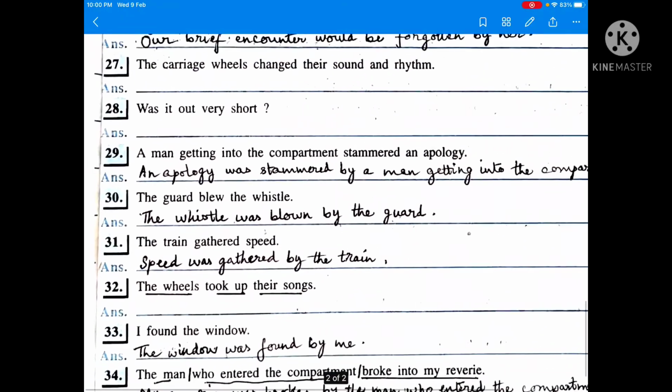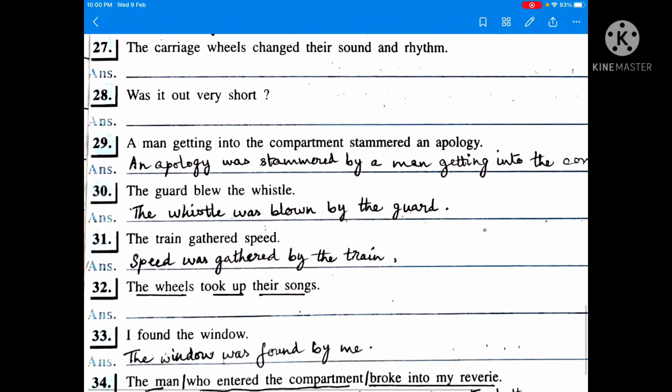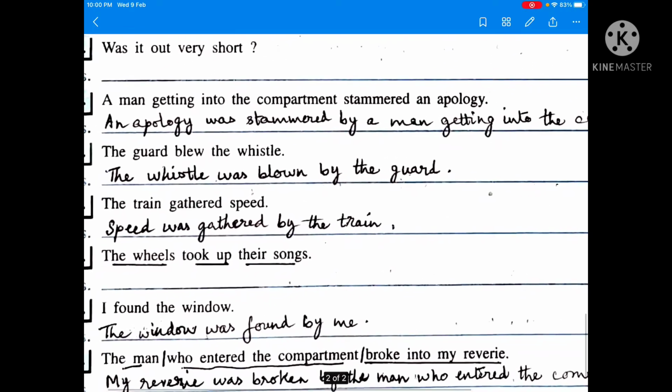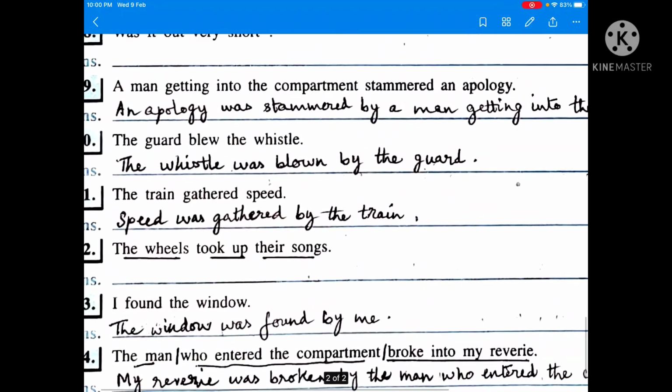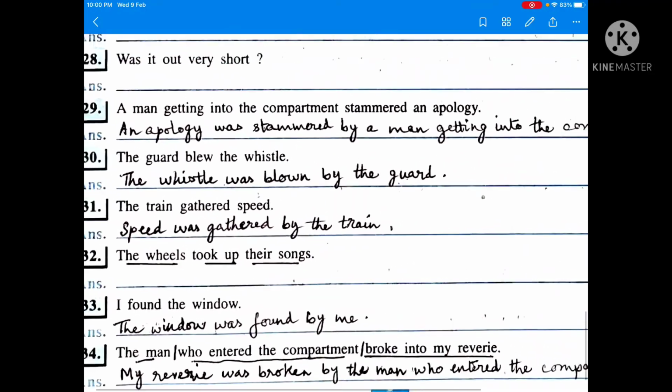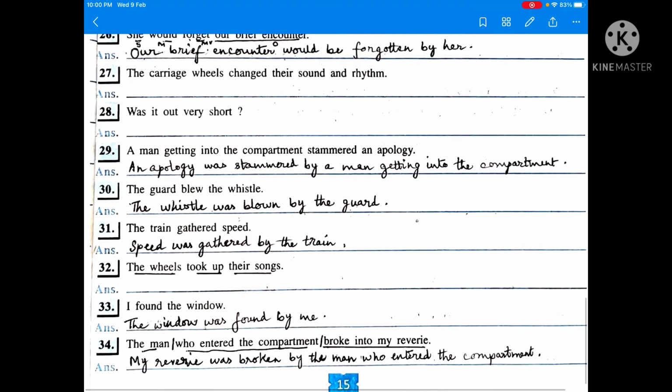A man getting into the compartment stammered an apology. A man getting into the compartment, subject, stammered, verb, an apology, object. An apology was stammered by a man getting into the compartment.